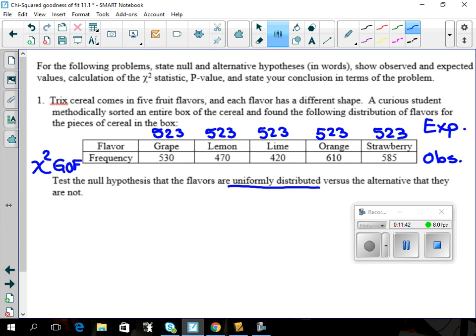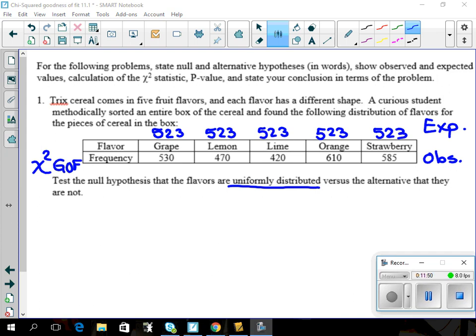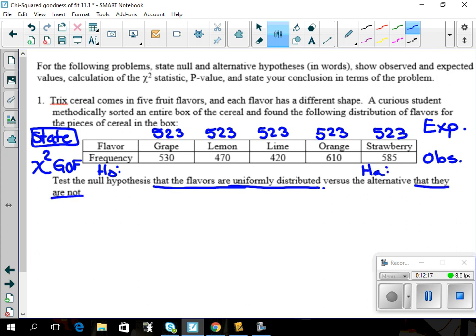Looking at the null and alternative hypothesis, once we find our expected and our observed, which is going to be important for our calculation here, when we talk about our state, we have to have the name of the test. We've decided on what it is. And we have the null hypothesis, and it's always written in words, by the way. There are no symbols that we'll use for chi-squared. The null hypothesis is that the flavors are uniformly distributed, and the alternative is that they are not uniformly distributed. It's just as simple as that.